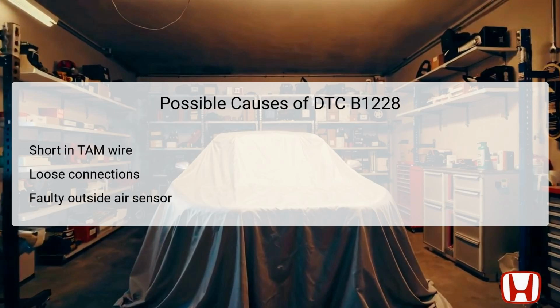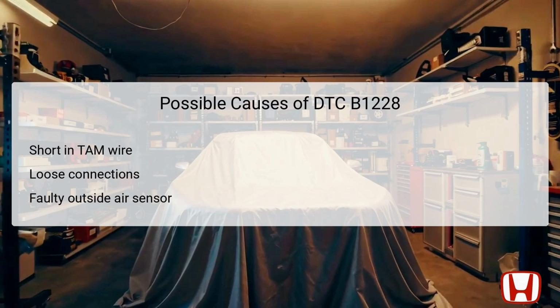Several factors may contribute to the emergence of DTC B1228. Firstly, a short in the TAM, temperature-adjusted monitoring wire, can occur, which disrupts the accurate transmission of temperature data. This can result from exposure to moisture, wear, or physical damage sustained over time. Secondly, poor connections or loose wires within the outside air temperature sensor circuit may hinder effective communication between the sensor and the climate control unit.